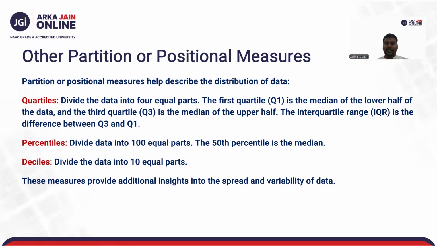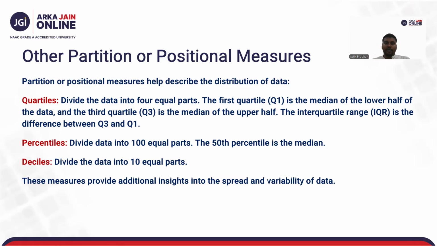Suppose you have the data set; you will divide it into 4 parts. Now each part will be considered as a quartile. The first quartile is the median of the lower half of the data set, and the third quartile is the median of the upper half.